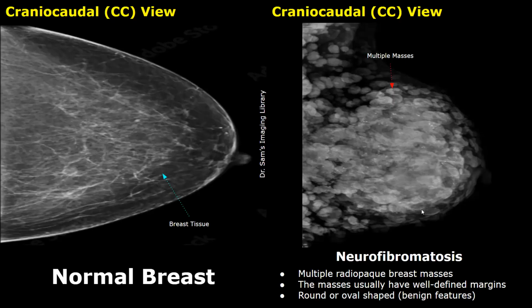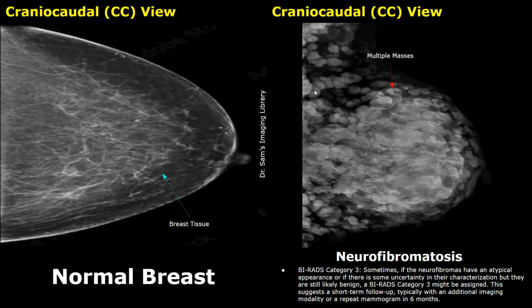This is another image showing multiple neurofibromas distributed throughout the breast. We can clearly see multiple round radio-opaque masses. Neurofibromas are usually classified as BI-RADS 3. Short-term follow-up is usually recommended, along with additional imaging such as ultrasound or MRI.